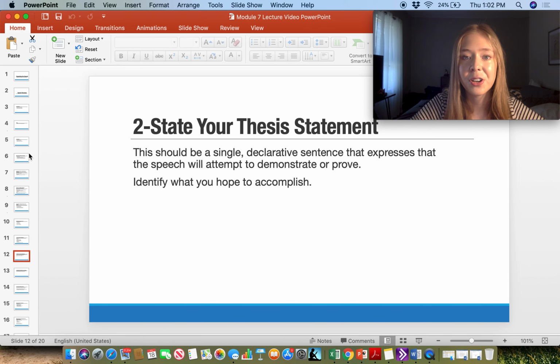Next, you transition to your thesis statement. Again, you don't need a transition word between these. We will know it's your thesis statement because it'll be your most declarative sentence immediately after your attention getter. So again, this is basically your topic sentence for the whole speech. So we talked about developing a thesis, so I hope you've reviewed that information, but it should be a single declarative sentence that expresses what the speech will attempt to demonstrate or prove.